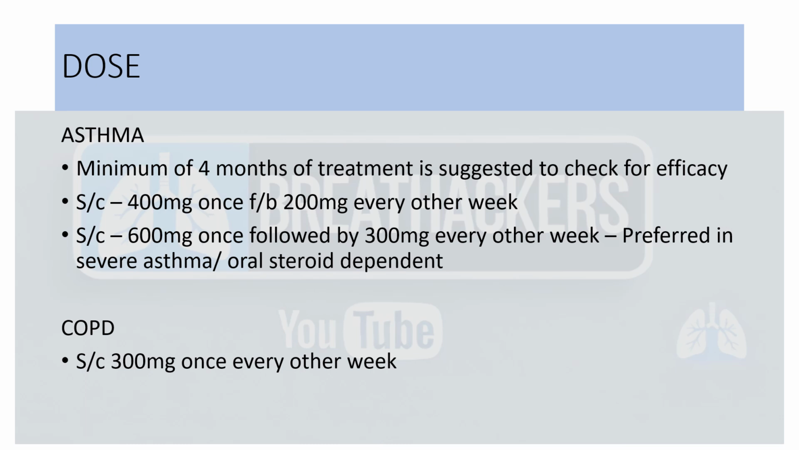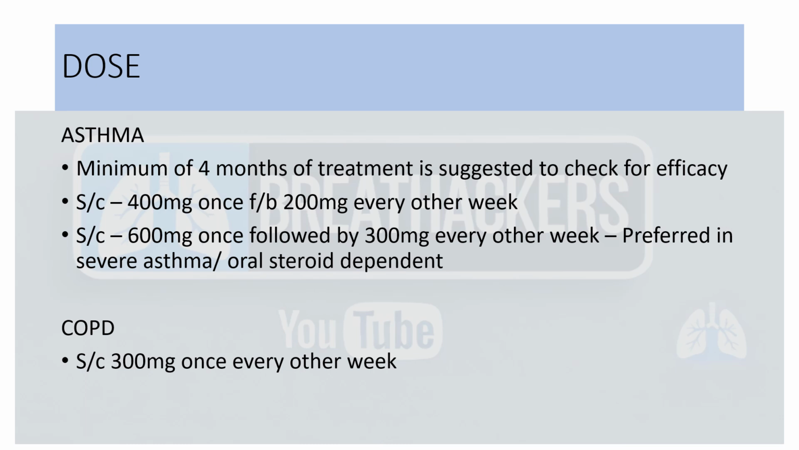Then coming to the dosage. So for asthma, it is being given subcutaneously. There are two doses. One is 400 mg followed by 200 mg every other week. The other dosage is 600 mg given once and then it is followed by 300 mg every other week.